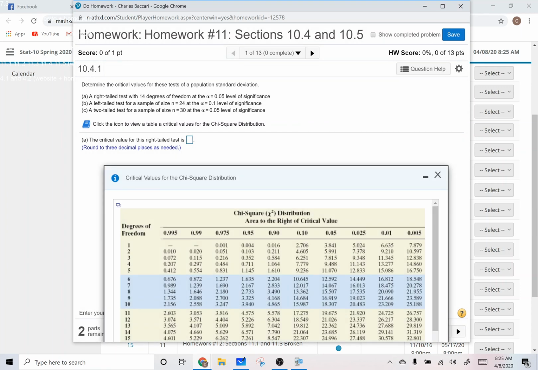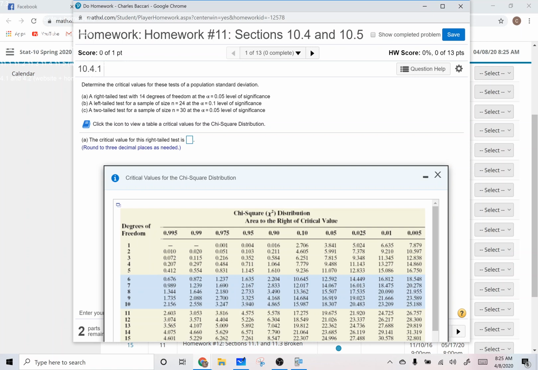You'll look for 14 degrees of freedom. That would be 14 here. And then you want alpha to be 0.05, so that one will match exactly. So that would be, in this case, 23.685. You enter that and it'll go to part B.